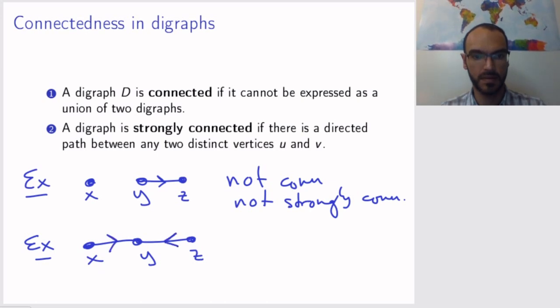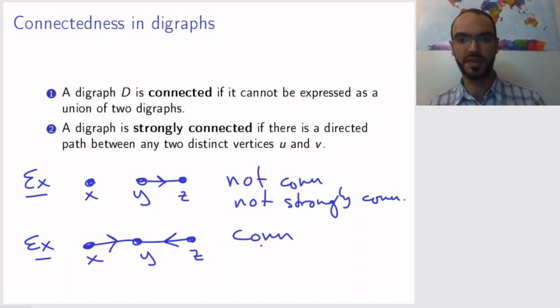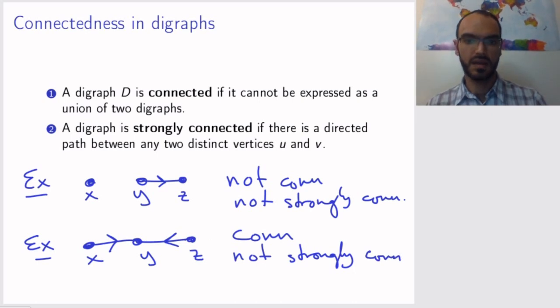This graph is connected because it is not the union of anything. It's not in two separate pieces, but it is not strongly connected, because all paths lead into y. I can't go, for example, from x to z.